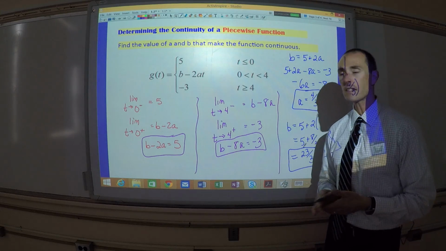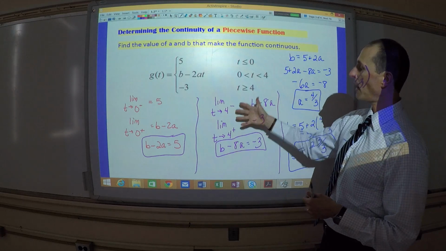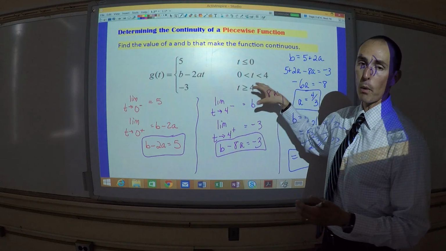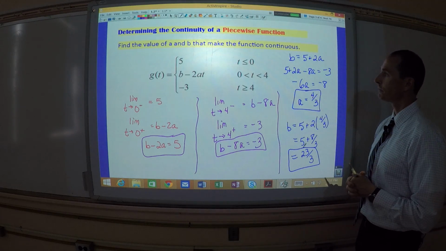The numbers aren't so nice. However, in order to find both a and b, we really have to hone in on finding those one-sided limits at these breakpoints here, and then using almost a system of equations to kind of finish it off.